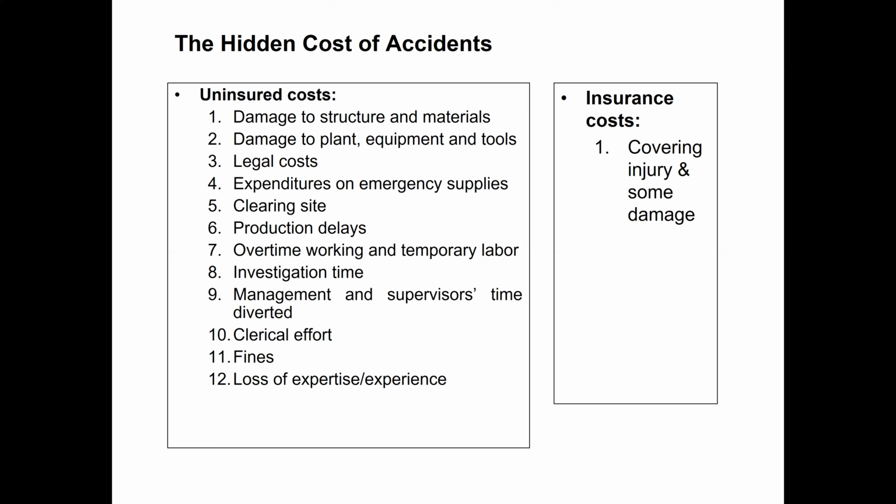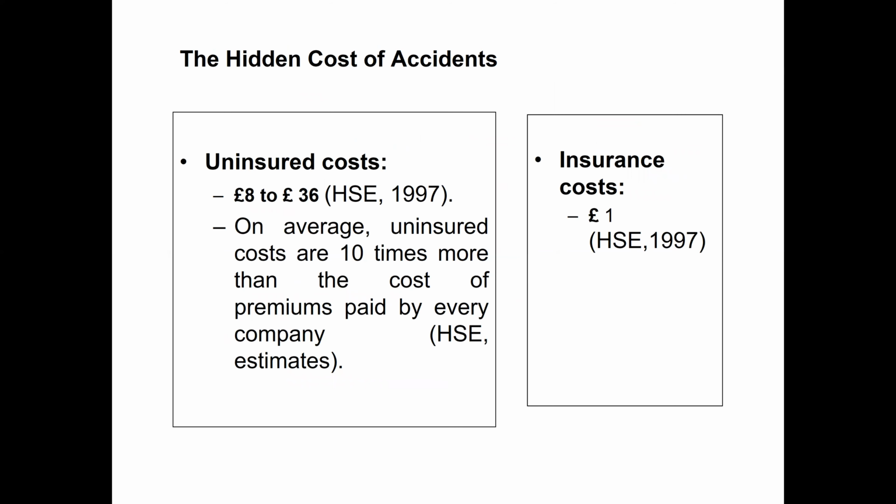So this is like a hidden cost of accidents that we need to understand. They did a study in the US and UK that for uninsured costs, if insurance is going to pay us $1, the uninsured cost for the company ranges from 8 to 36 times more than what we will get as compensation from the insurers. On average, uninsured costs are 10 times more than the premium paid by every company. Okay? So you can imagine that these uninsured costs are very high.